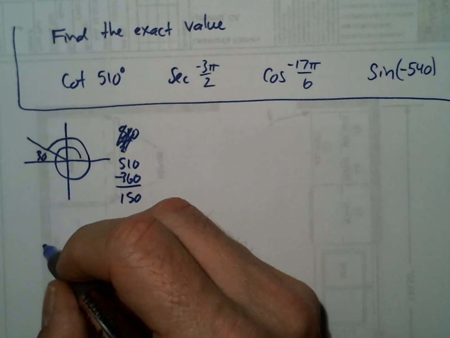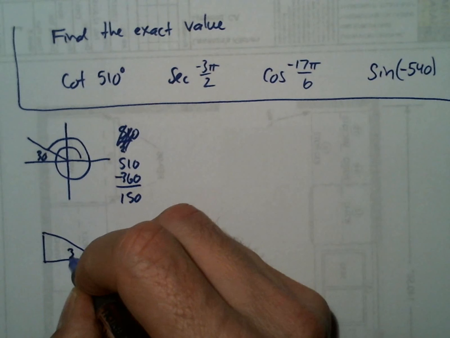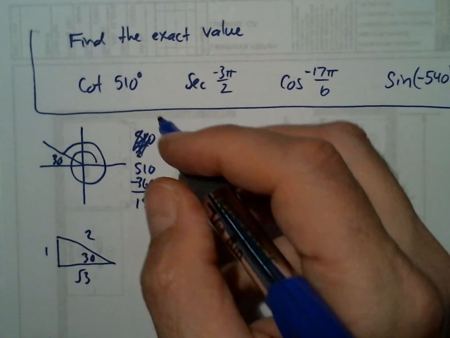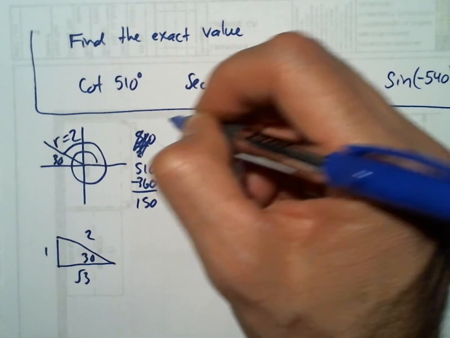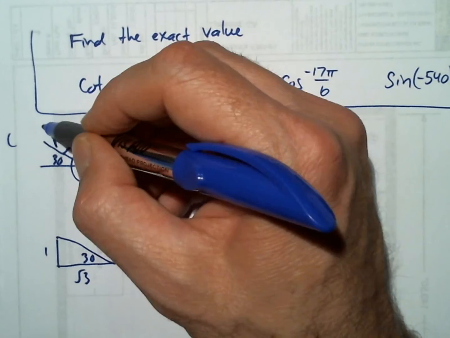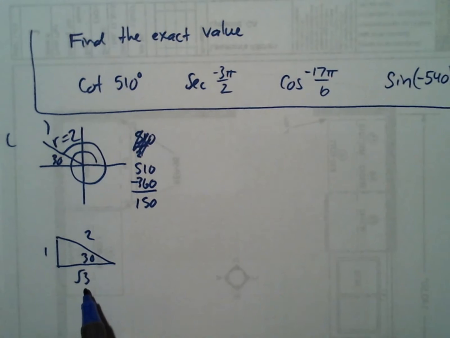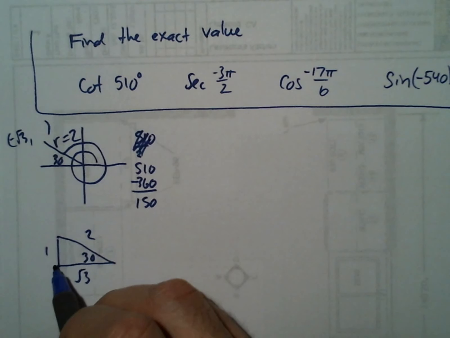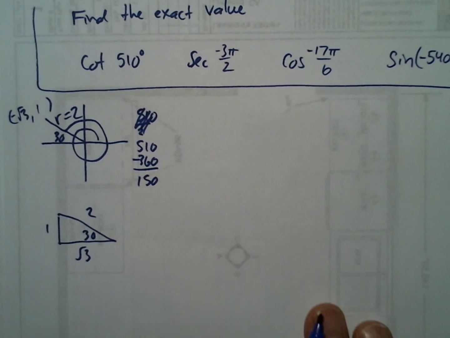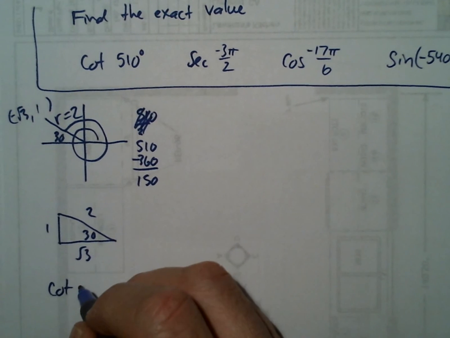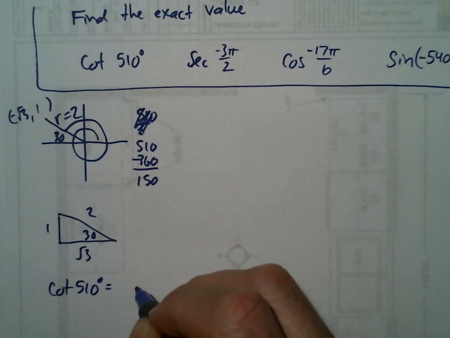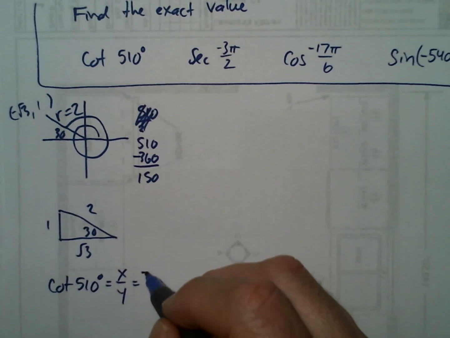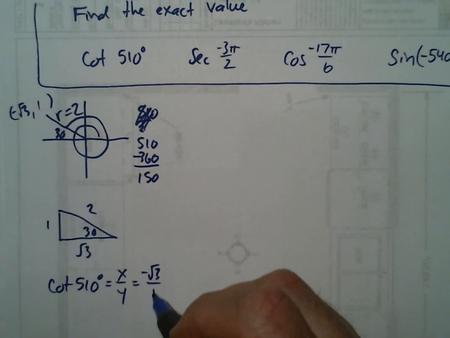Let's look at the special triangle. If that's 30, it's 1, 2, radical 3, and that's going to give us the radius is 2, and then the x value, radical 3, but we went left, so it's negative, and the y value is 1. Cotangent of 510 is x over y, x negative radical 3 over y, 1.